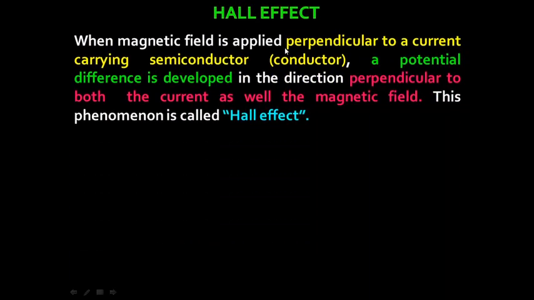When a magnetic field is applied perpendicular to a current carrying semiconductor or conductor, a potential difference is developed in the direction perpendicular to both current and magnetic field. This phenomenon is known as the Hall effect.